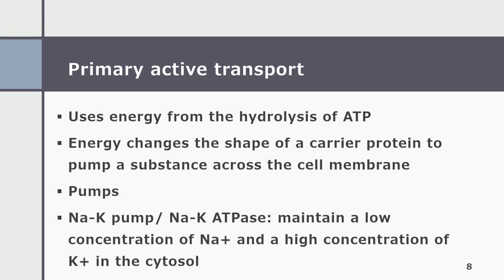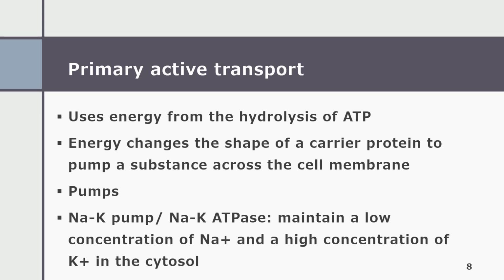Moving on, you have primary active transport. It utilizes energy obtained from hydrolysis of adenosine triphosphate. ATP is utilized to drive active transport. Without ATP, active transport will not take place. It uses energy from hydrolysis of ATP, and the energy changes the shape of a carrier protein to pump a substance across the cell membrane.